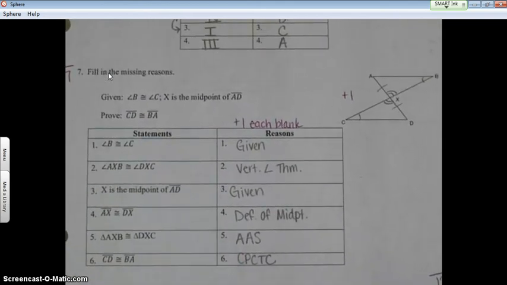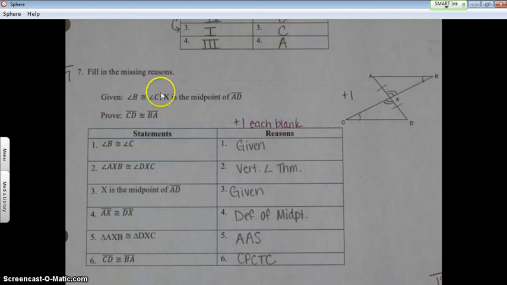Okay, so we mark our picture with the given information. So angle B is congruent to angle C, so I put single arcs there. X is the midpoint of segment AD. It doesn't say X is the midpoint of this segment BC. It says X is the midpoint of segment AD. So remember how we marked that? We put slashes on both sides. And then that's the given information. The extra piece that you can mark is the vertical angles. Okay, and that's all you can mark. You can't assume these are parallel and do some other Z stuff. All right, so number 1 is given.